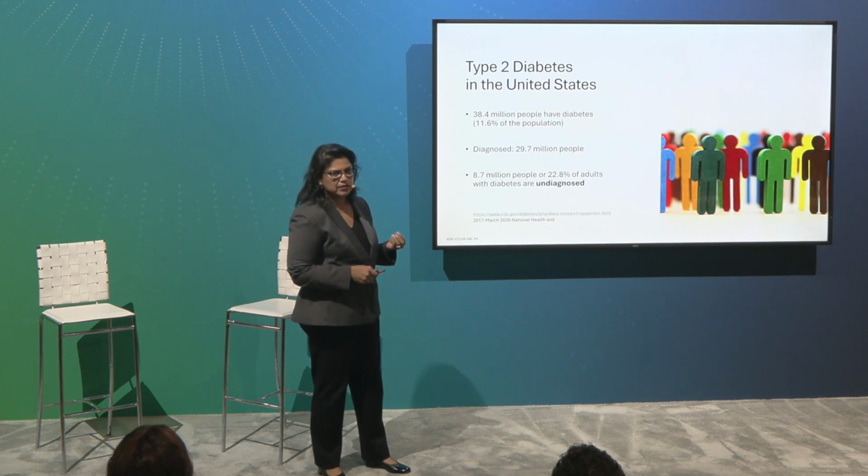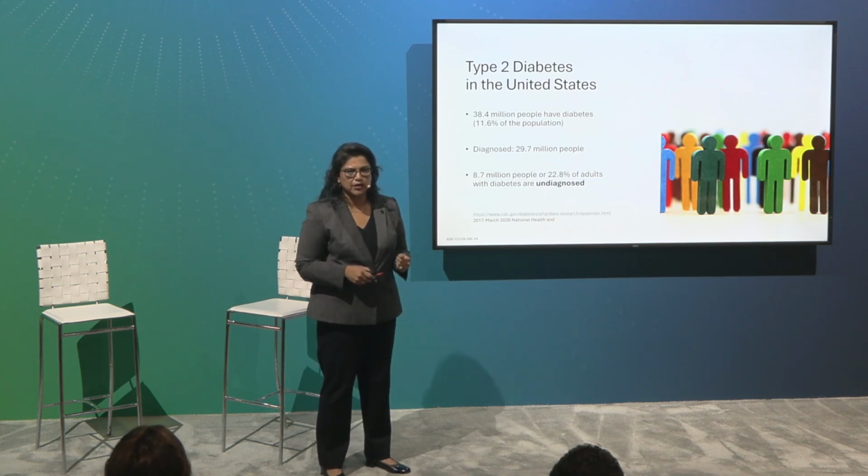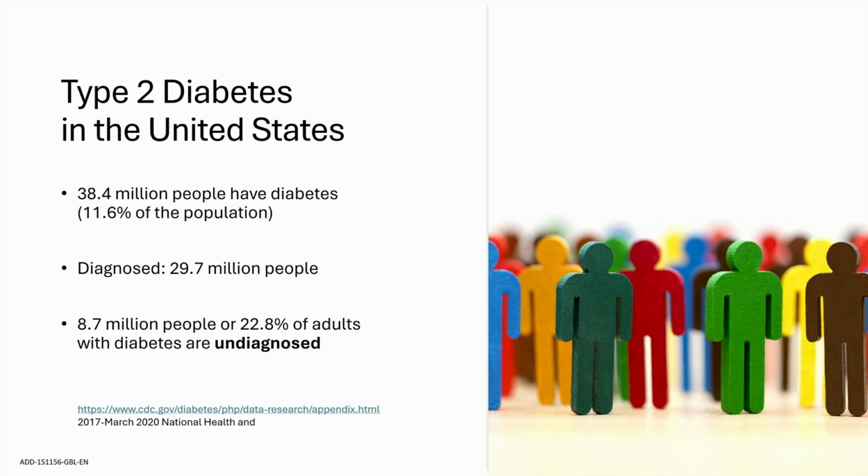Let's talk a little bit about type 2 diabetes in the United States. We know that 38.4 million people in the United States have diabetes. That's 11.6% of the population. This data is from 2020, so probably more now, as we know the incidence of type 2 diabetes is increasing. So we have 29.7 million people that we know have a diagnosis. But here's what's interesting and a little scary: we still have 8.7 million people, or almost 23% of adults in the United States, that are undiagnosed with type 2 diabetes. And that doesn't even touch on the people that have prediabetes. So it's a really large number.